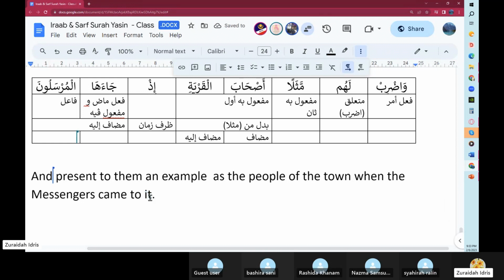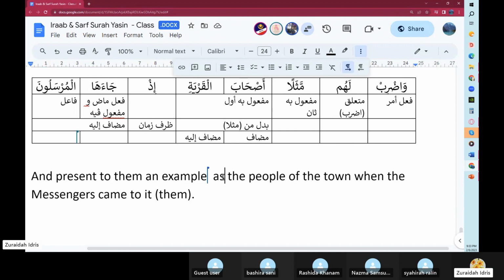Here, some people say it means the town. And some people translate this not as it, but as them, meaning the people of the town. It's ha. Because it's a broken plural, it can be ha, also as a singular feminine. So, present to them an example.